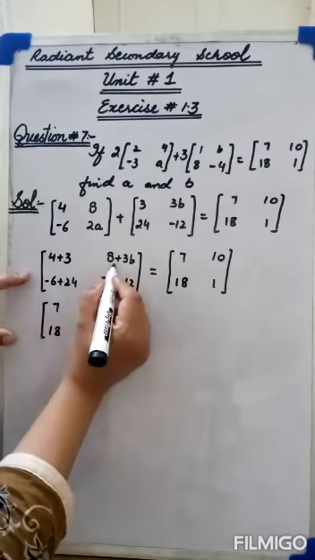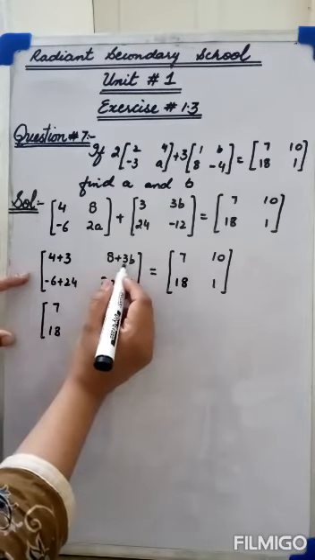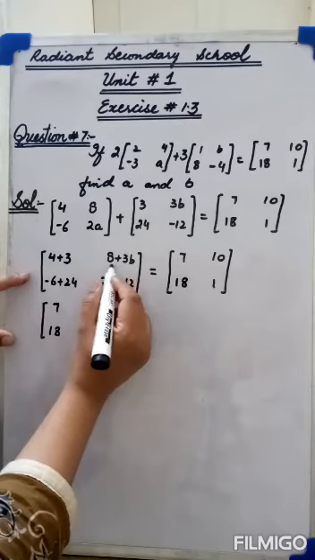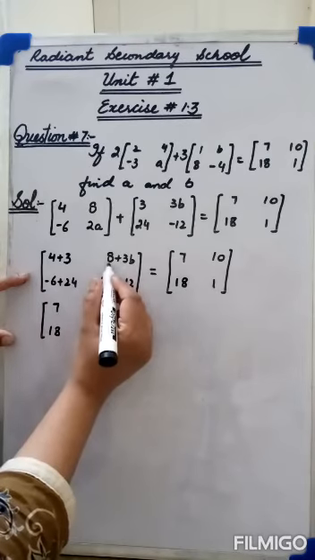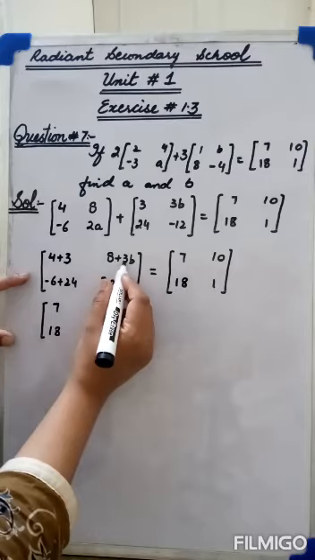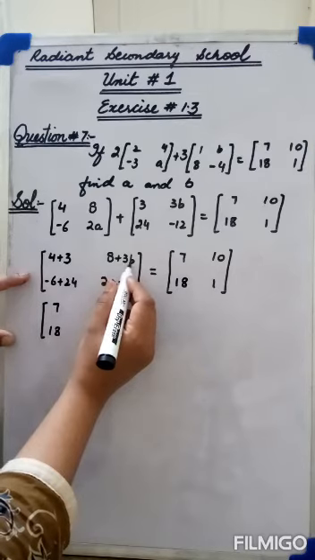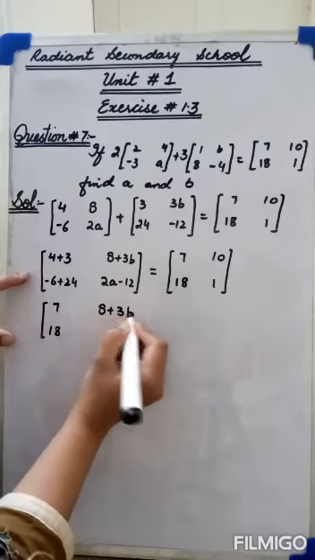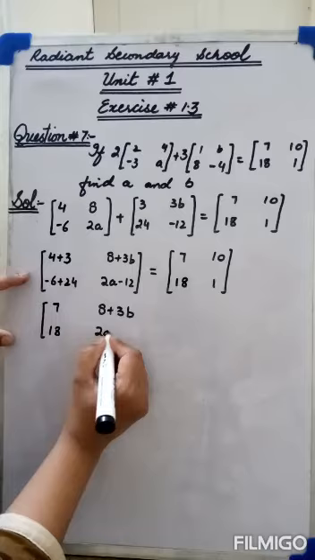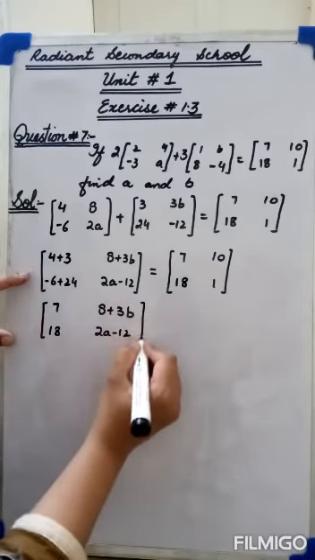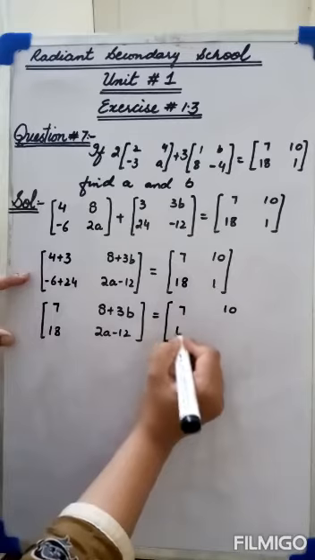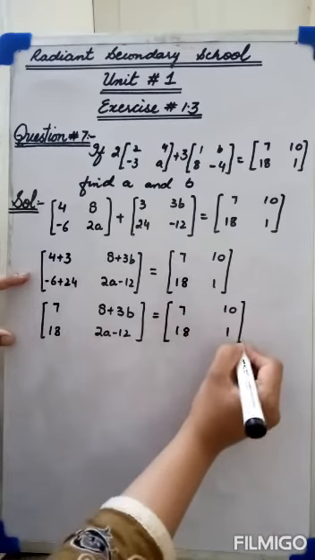Next, students, this is 8 plus 3b. We cannot write it like 11b. We will not add them. Why? Because these are unlike terms. This is a constant value 8 and this value is with the variable b. So we cannot add them. These are not like terms. So it will remain as it is, 8 plus 3b. Similarly, 2a minus 12 will remain as it is. And this matrix equals 7, 18, 10 and 1.